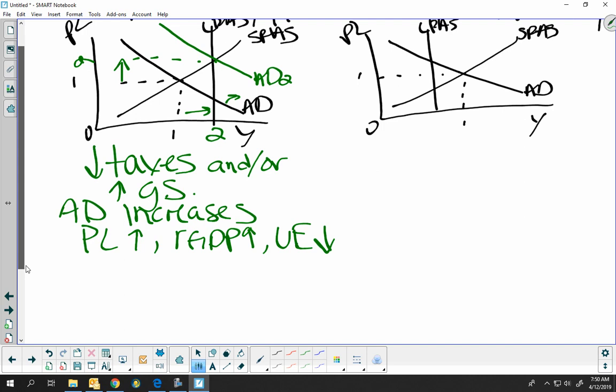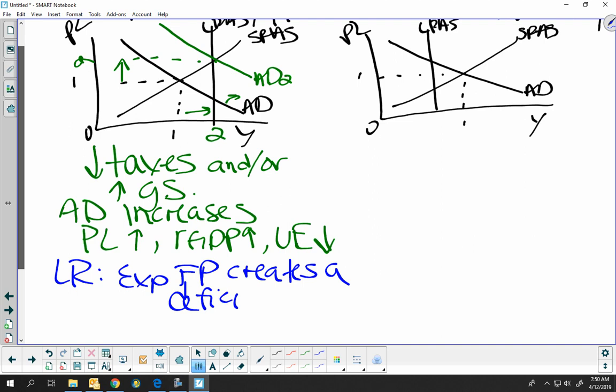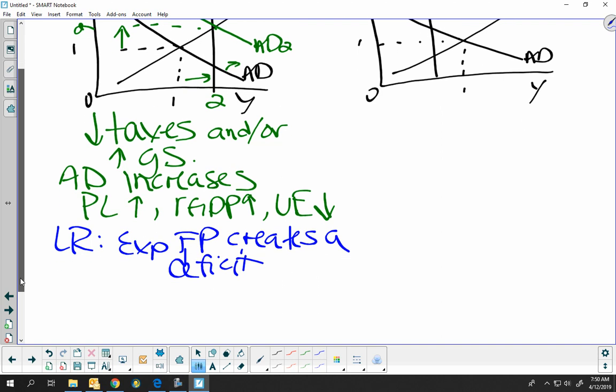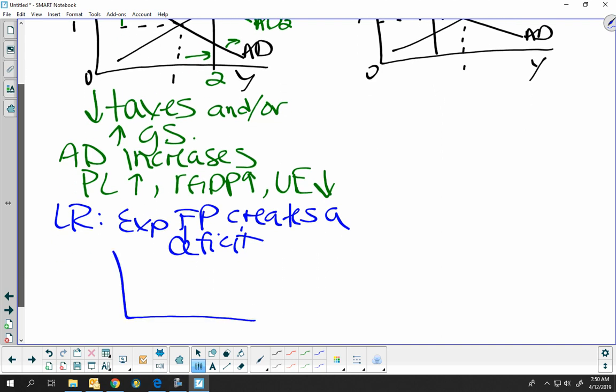Well, if they keep on doing this and they spend more than they have, the government is going to create a deficit. And so, in the long run, expansionary fiscal policy creates a deficit. And the government is going to go to banks to take out a loan to cover this deficit. That's the loanable funds market: real interest rates, quantity of loanable funds. You can graph it however you like. I always have the supply shift to the left, but you can do a shift in demand. I'm going to do supply to the left.